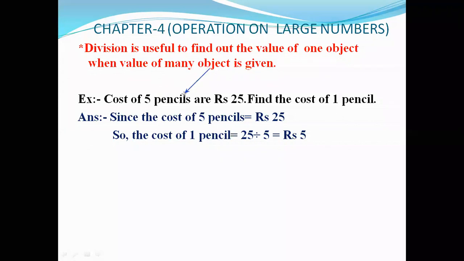Once again, many objects are given, and we find out the value of one pencil, one object. Here is the one object, here is the many objects. When many objects are given and one object is to be found, division is useful. In mathematics, when the value of many objects is given, here the cost of 5 pencils is 25, find the cost of one pencil. How can we solve it? Since the cost of 5 pencils is equal to Rs 25, the cost of one pencil is equal to 25 divided by 5, we get 5. This is your answer, a very simple answer.